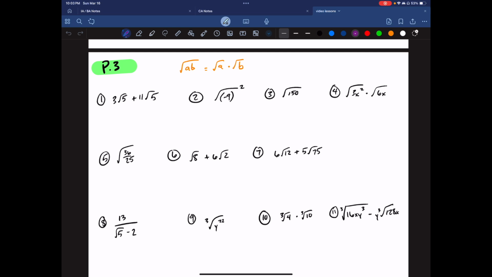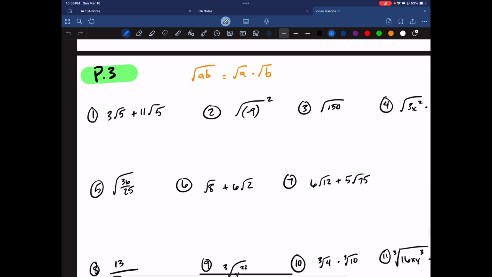Okay, radicals and rational exponents. If you know anything about combining like terms, you treat radicals just like that. In order to add or subtract radicals, you need to have the same radical on both terms. So on number one, I have radical 5 in both places, and so I can treat this as a combining like terms situation.